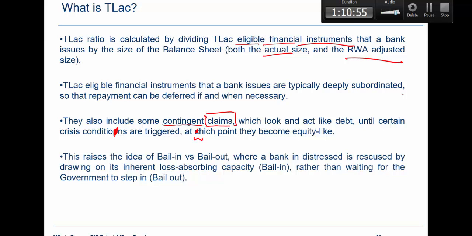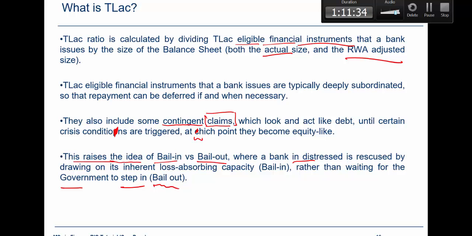Okay, now it raises the idea of bail-in versus bailout, okay, where a bank that is in distress is actually going to be saved by the internal funds or the investors who originally invested in it. Maybe they invested in CoCo bonds or preference shares or perpetuals and so on, rather than waiting for the government to actually come to their rescue. That's what bailout is. Okay.